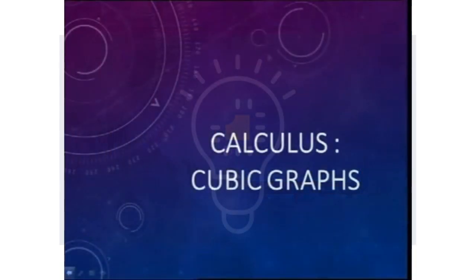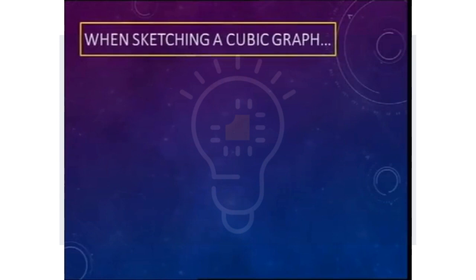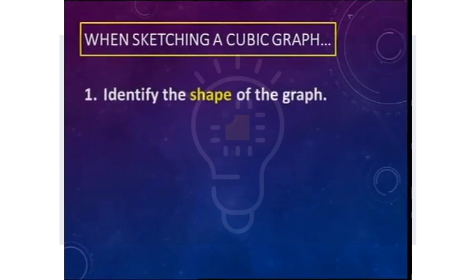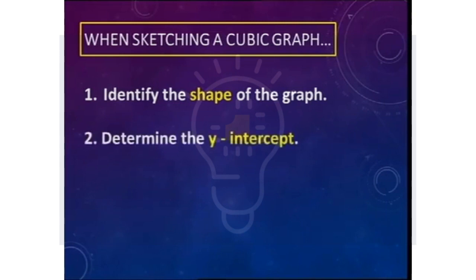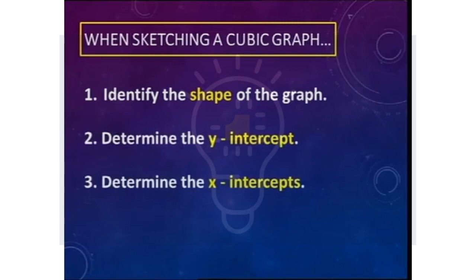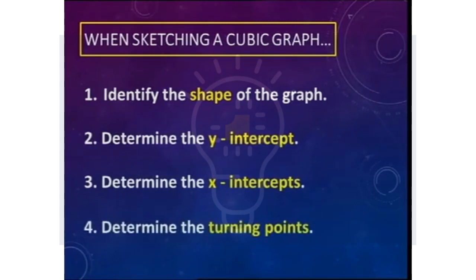What do we need to know about our cubic graphs in calculus? Short and sweet. When you have to sketch it, there are four things that you must know. Number one, identify the shape of your graph. Very vital, learners. You need to know what your graph should look like before you start doing your calculations. Then you need to determine the y-intercept. Thirdly, how to determine my x-intercepts. And then lastly, how to determine the turning points. So those are the four steps you need to follow. Let's have a look at them individually very quickly.